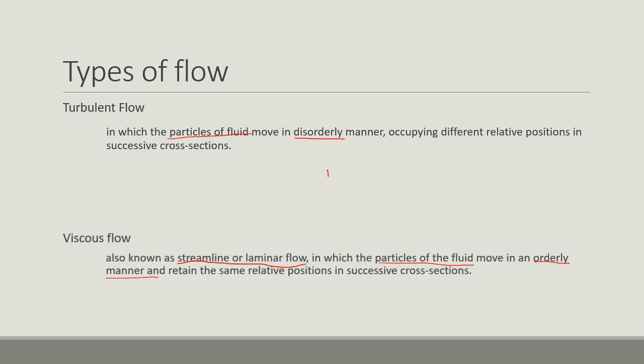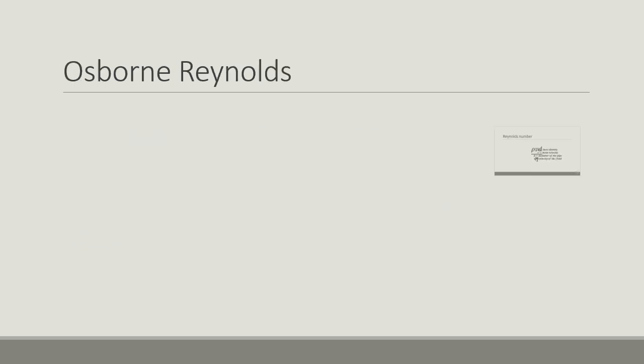So basically, turbulent is disorderly and viscous is orderly. Orderly movement of what? Fluid particles. Disorderly movement of what? Fluid particles.